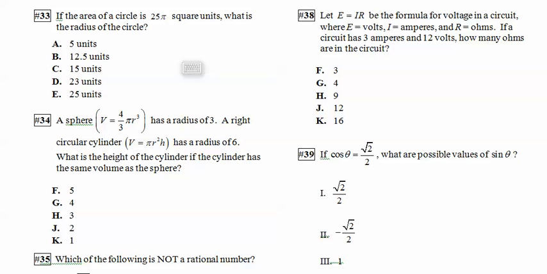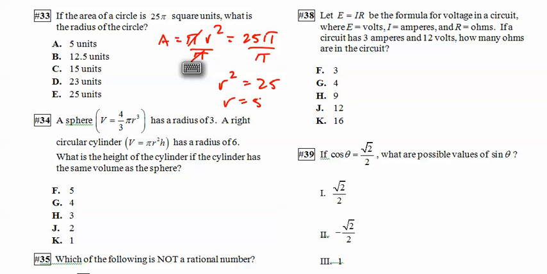Number 33, the area of a circle is 25 pi square units. What's the radius? So we have area is pi r squared, which in this case is 25 pi. Divide both sides by pi. R squared equals 25, therefore r is 5 units.